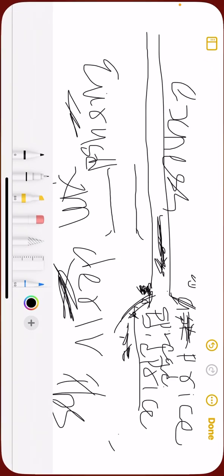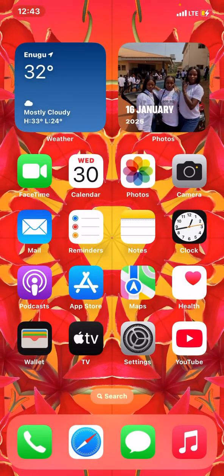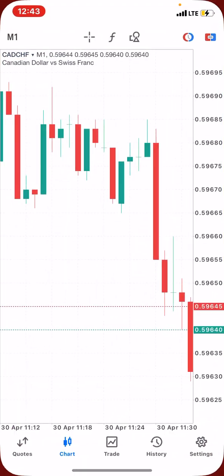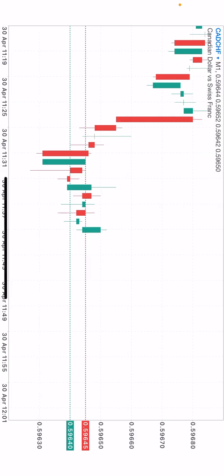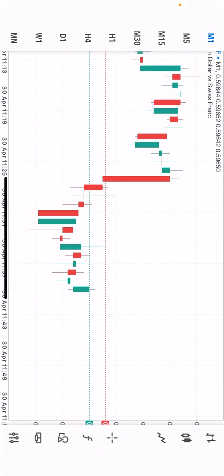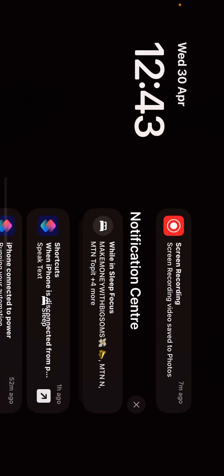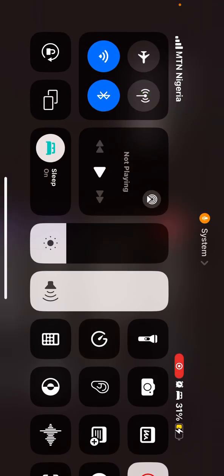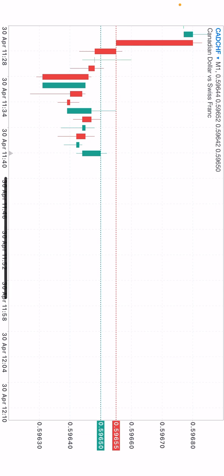Let me go to the MetaTrader 5. Okay, let's go over here. This is a minor currency pair, I'm using it for instance. This is a 1 minute time frame. Let me turn off my data. Okay, sorry for the noise. If you're hearing any noise, just ignore it.